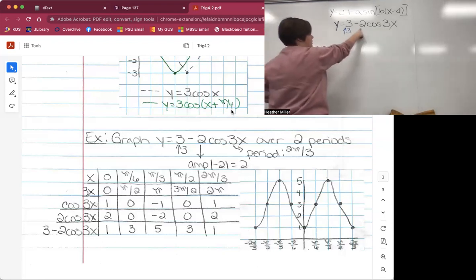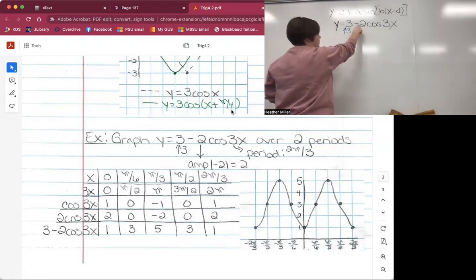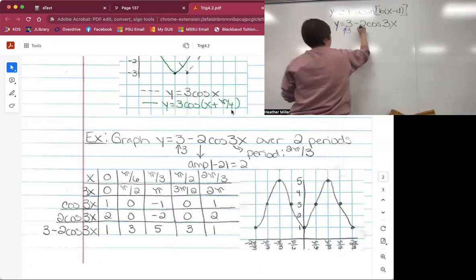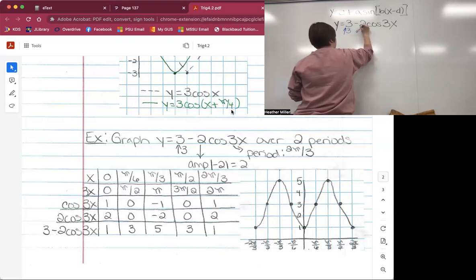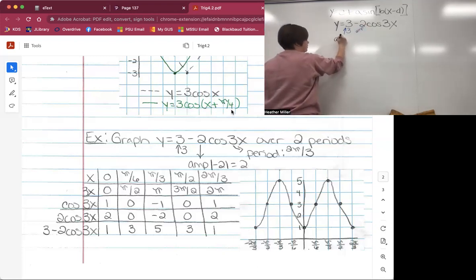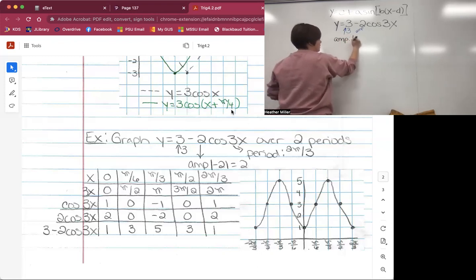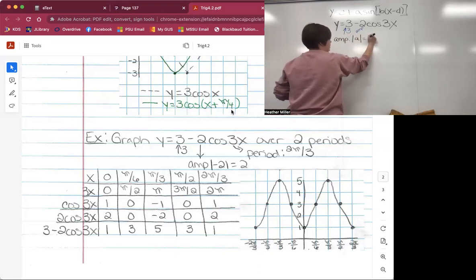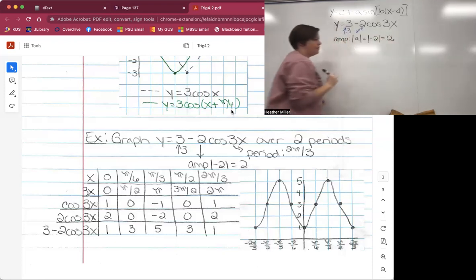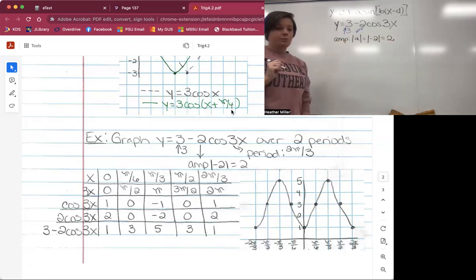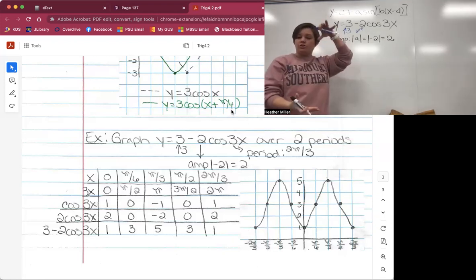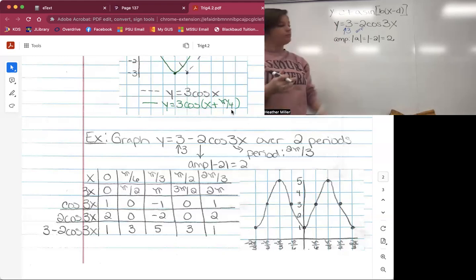This next number, this minus 2, that's affecting my A. That's my amplitude. So remember, amplitude is the absolute value of A. So in this case, it's the absolute value of -2. So it tells me my amplitude is 2. That's my vertical stretching and shrinking. So we're going to go up to 2.